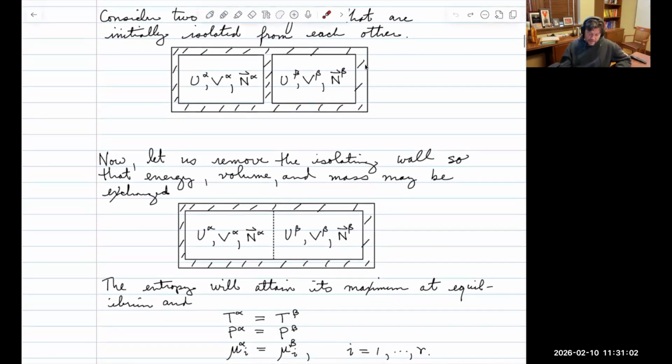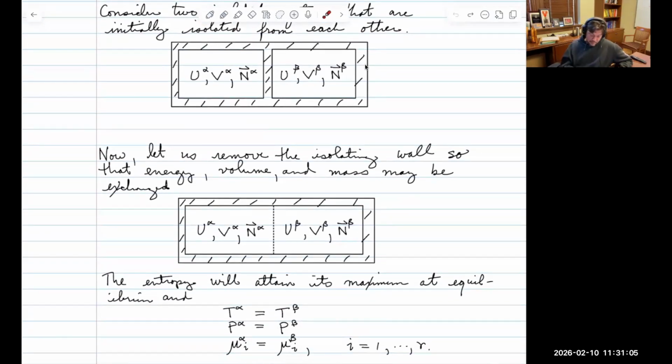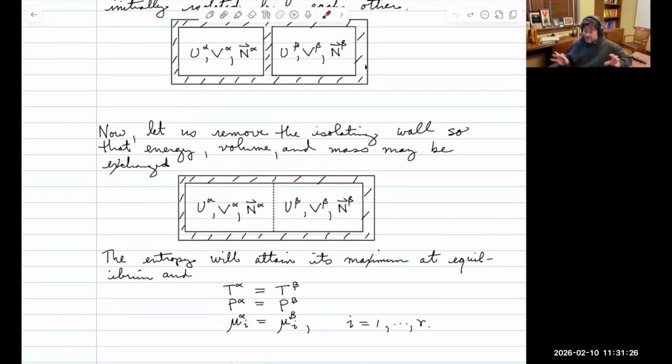And now what we do is we do the usual thing. We remove the isolating wall. This wall here isolates them from each other so it doesn't allow any exchange of energy, volume, or mass. Perfectly isolating. It's an idealization, right? So no wall in the universe can actually do this, but it's an idealized system. We imagine they're completely separated. They're not allowed to exchange any information whatsoever: no energy content, volume content, or particle or mass content.